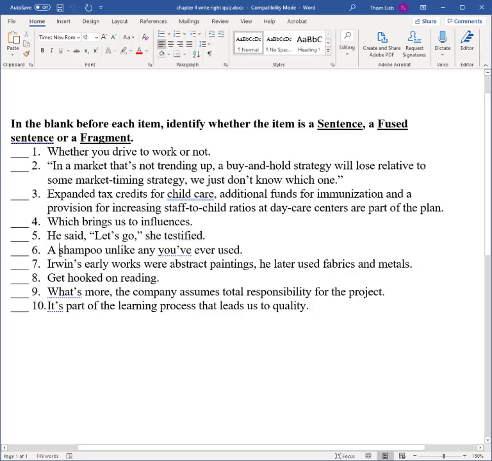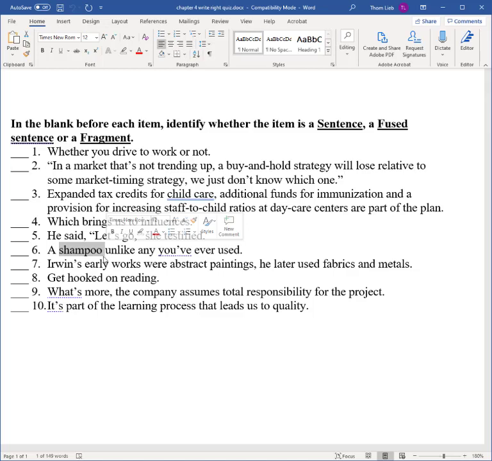The next one has a subject, a shampoo, but the shampoo didn't do anything, so there's no verb. So this is a fragment. Now, that's not to say we can never use a fragment. Actually, in advertising, we see fragments used a lot. But if you use a fragment, you have to know you're using a fragment and use it for a purpose.